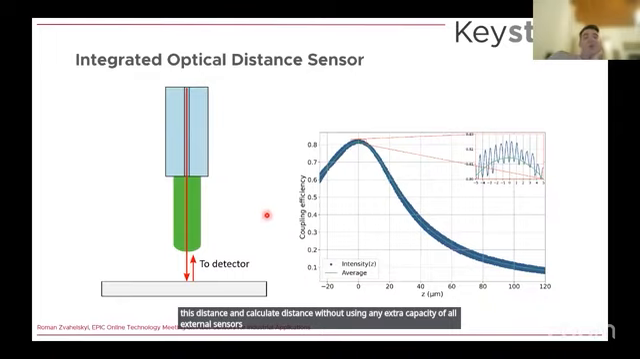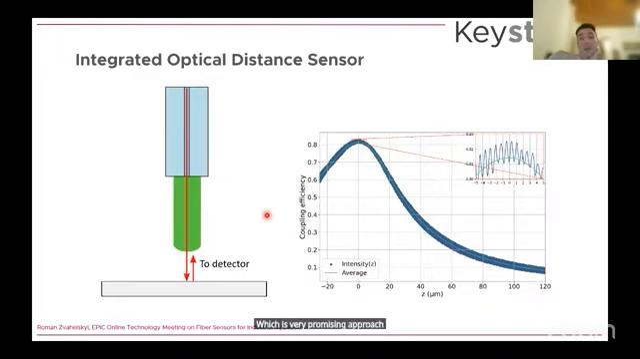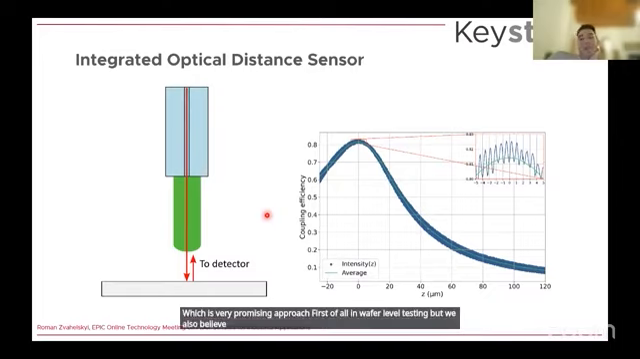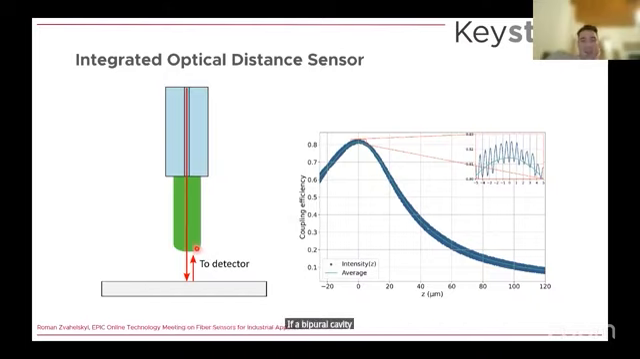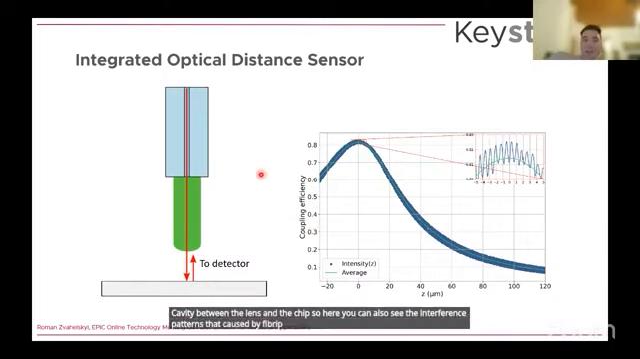which is a very promising approach, first of all in wafer level testing, but we also believe that this approach can be used in different areas. Also, just one comment referring to the previous speaker: here we can also create a Fabry-Perot cavity between the lens and the chip. Here you can also see the interference patterns caused by the Fabry-Perot cavity. In this case, this is rather noise than a helpful feature, but we're currently studying it in more detail.